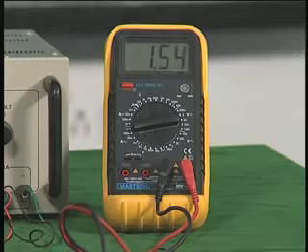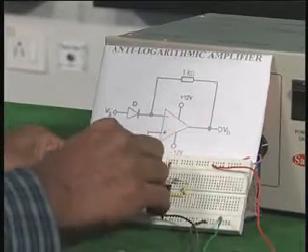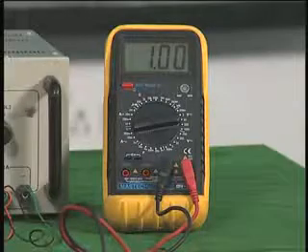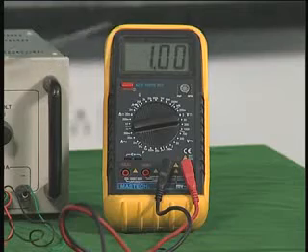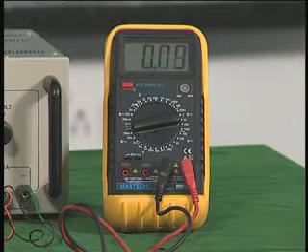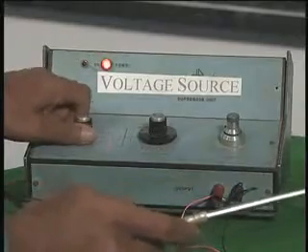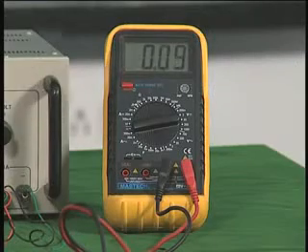Now to see what is the input I have given, I take the multimeter and connect it at the input terminal. When I connect the multimeter at the input terminal, you see it shows 1 volt. Now I will make it 100 millivolt. So this is 0.1 volt, that means 100 millivolts.